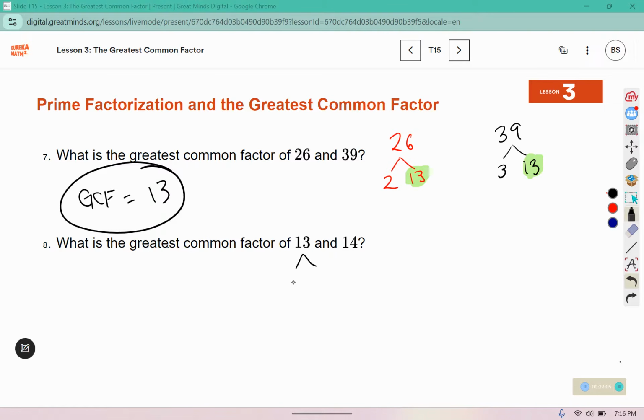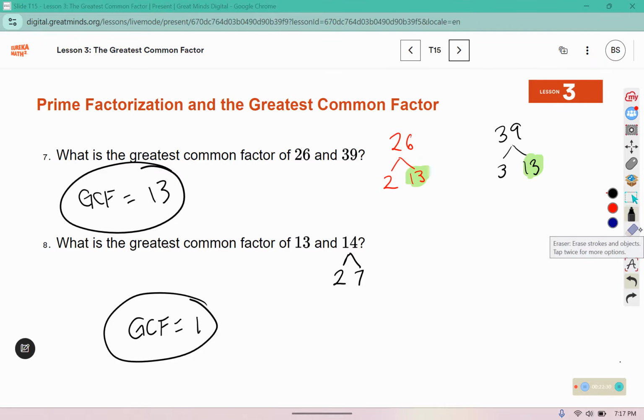13 is just 13 and 1, so it can't be split up. 14 can be split into 2 times 7, but there are no common factors between 13, 2, and 7. So when there aren't any factors in common, we use the only one that works for everything, which is 1. 1 fits into 13, and 1 fits into 14.